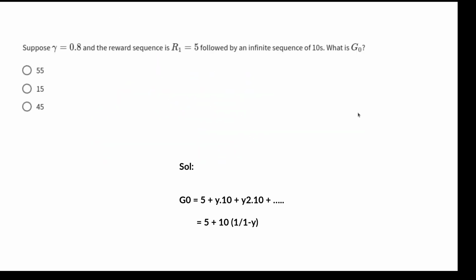So this is how it is calculated. Initial term P plus gamma into 10 plus gamma square into 10 plus gamma cube into 10, like that. Take 10 as common, and then this is the GP where A becomes 1. It would look like 5 plus 10 times (1 plus gamma plus gamma square plus gamma cube and so on), and the sum would be 1 by 1 minus gamma, because gamma is less than 1. For this case, 1 by 1 minus 0.8 is 1 by 0.2, which is 5. So 10 into 5 is 50, plus 5, which is 55. So 55 would be the right answer.